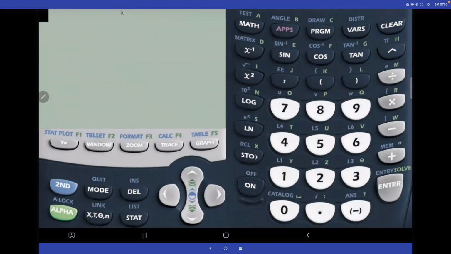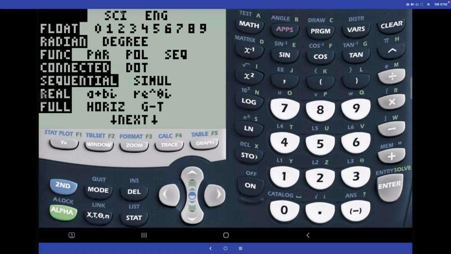So, I'm going to go to mode. Remember, mode is right next to the second button. And look for the line that starts with function on your calculator. And notice the second option right next to function says PAR for parametric. We're going to highlight that. And then go to your y equals.